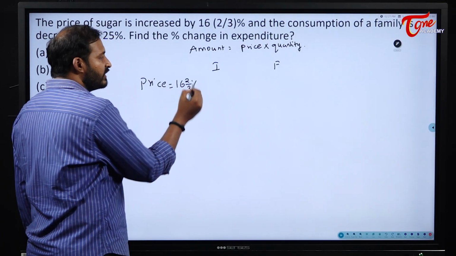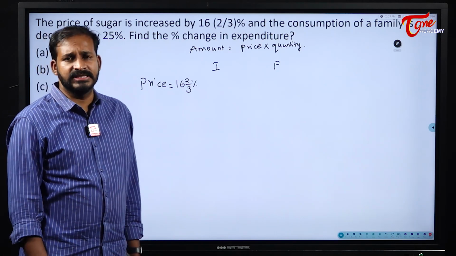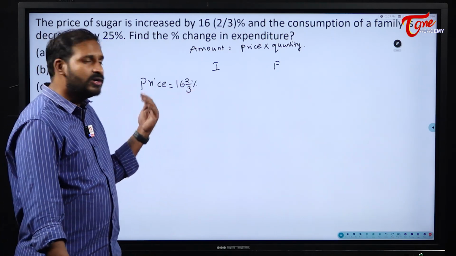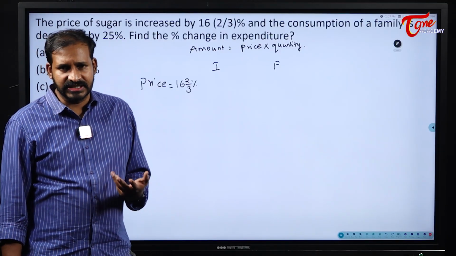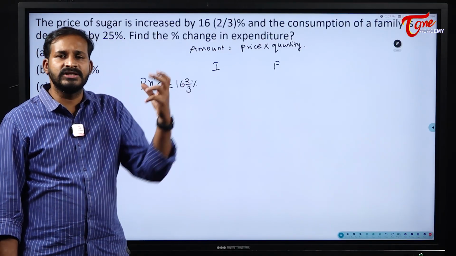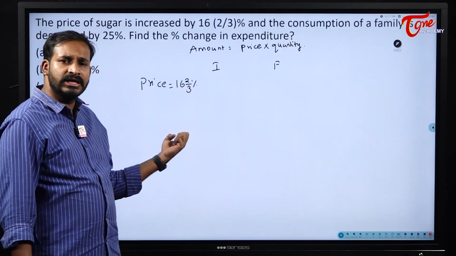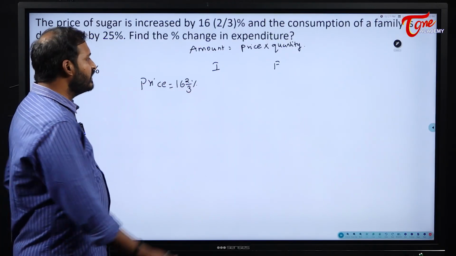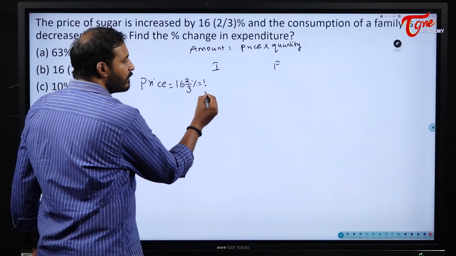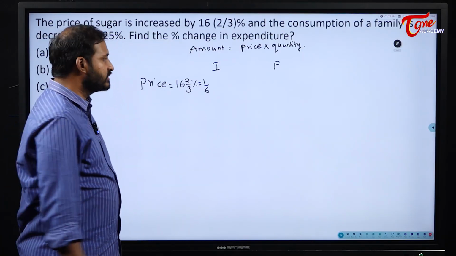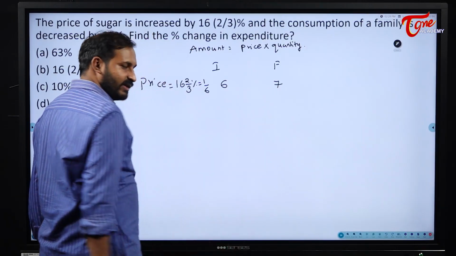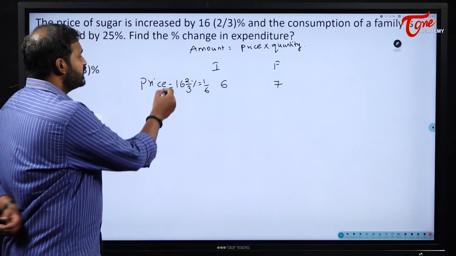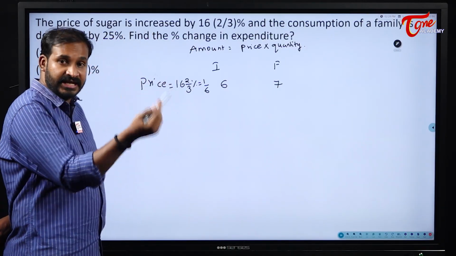If you observe my first session on percentage, we have written 16 2/3, 12 and a half, 14 2/7, all those things in our first session. So please go through those sessions once so that you will get an idea very quickly. Why are we writing 16 2/3 as 1/6? So here the initial value becomes 6 and the final value becomes 7. This is the case of price, because price is increased.